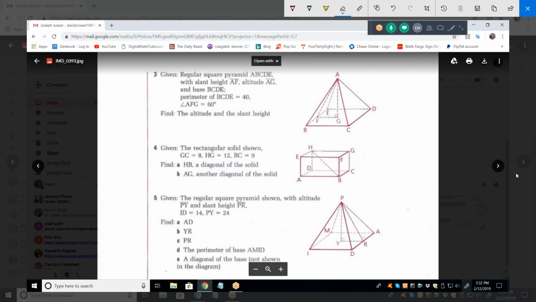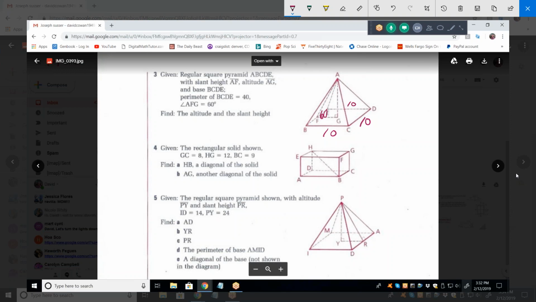Perimeter of the square base is 40. What's that mean each side is? Square base, so it'd be 10. Okay. So that's 10, 10, 10, and 10. AFG is 60 degrees. Okay. So it's a 30, 60, 90.